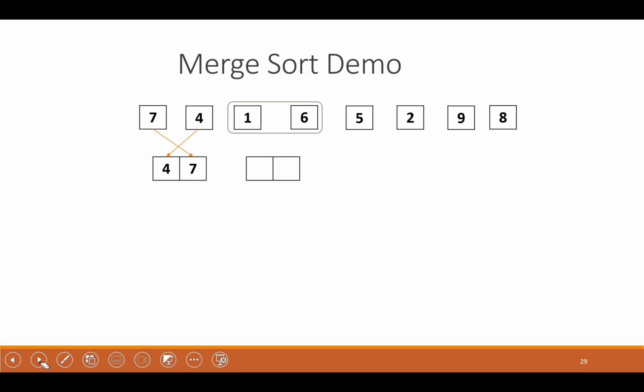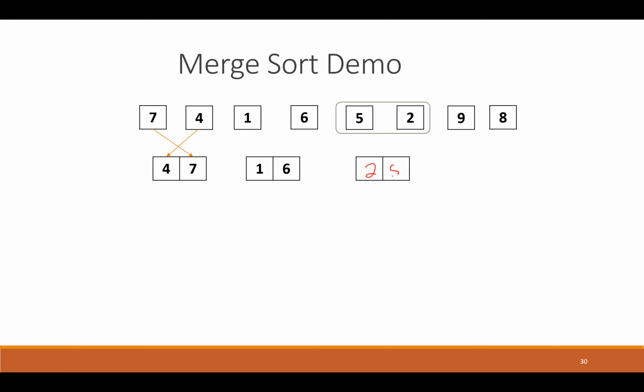So here 7 and 4 become 4, 7. Here 1 and 6 becomes 1, 6. 5 and 2, of course, I compare, right? I'm using the merge algorithm, so I'm comparing the start of list 1 to the start of list 2. Their list is only size 1 at this point, but it still works.